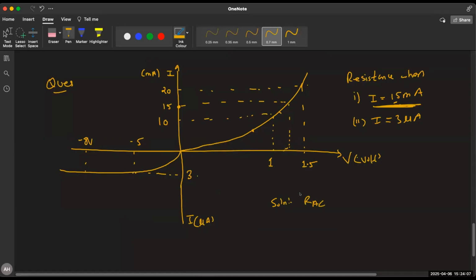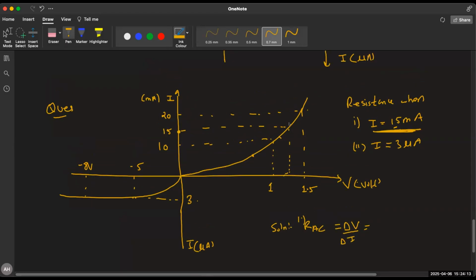For AC resistance, it's not V by I, it's change in voltage by change in current. So calculate over this point: choose two points, one below this and another above this. Choose those points for which you know the values of V and I.